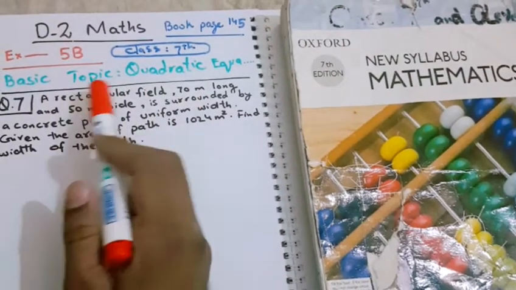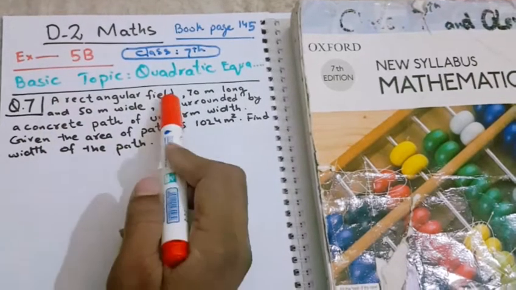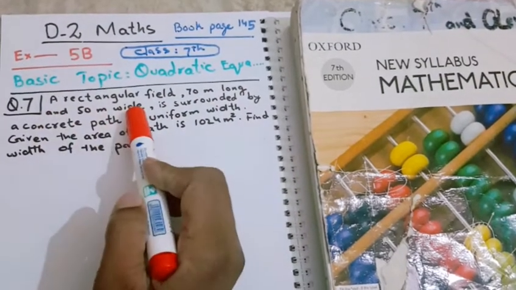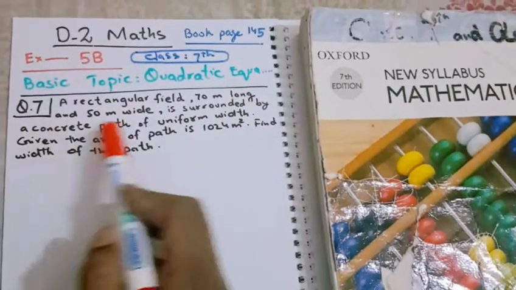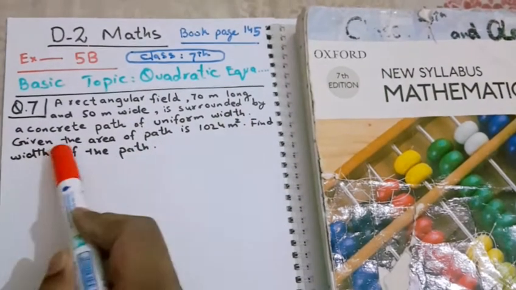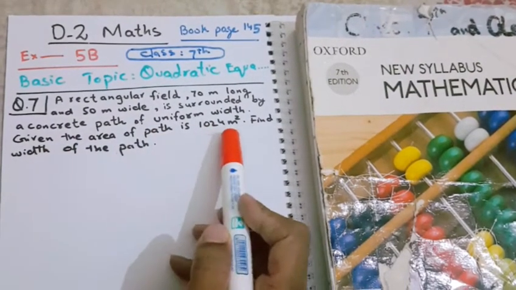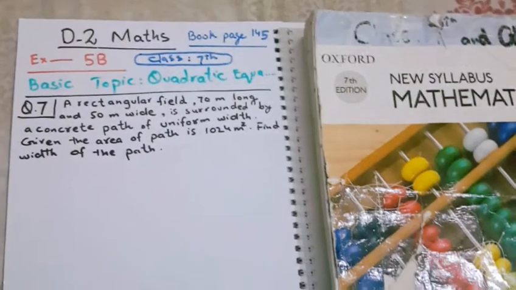it involves quadratic equations. A rectangular field 70 meters long and 50 meters wide is surrounded by a concrete path of uniform width. Given that the area of the path is 1024 meter square, find the width of the path.